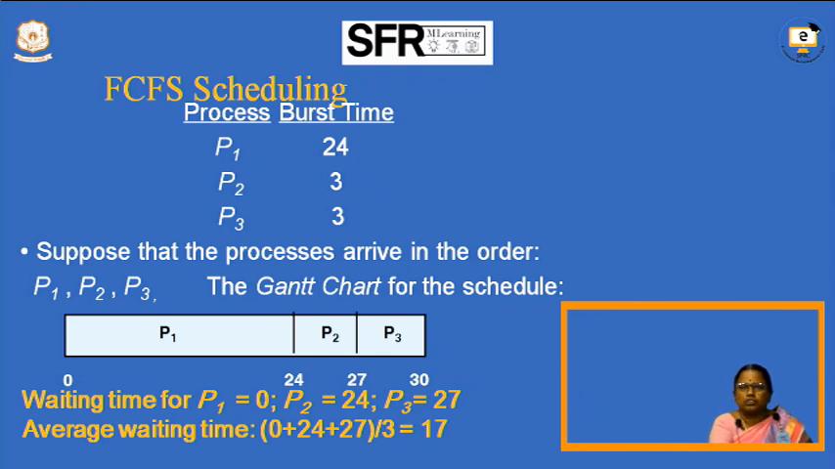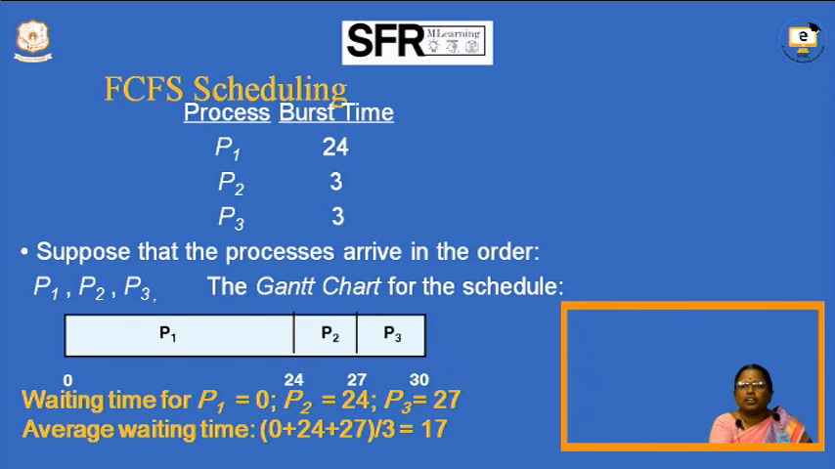Now the waiting time we calculate. P1 does not have any waiting time because at time t equal to 0 it enters, so it is allocated the CPU at that time itself. P2 is waiting for 24 time units. So, the waiting time is 24 for P2. And for P3 to enter into the CPU, the time it spends in the ready queue is 27 units.